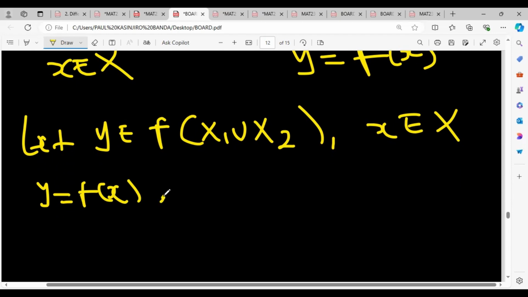Okay, such that y is equal to f of x. You can put a full stop there. So this x1 union x2, what does it mean? It means I have an x which is a member of x1 union x2. From this one here, we can now simply use the set operation, right?